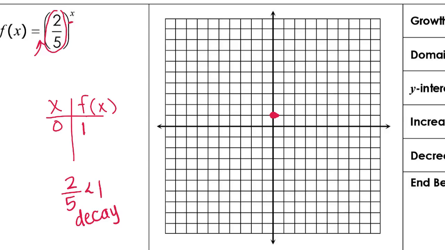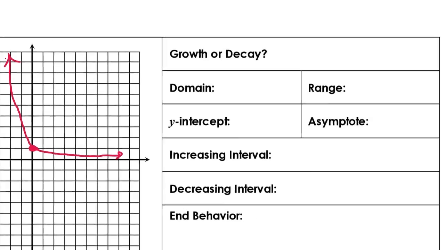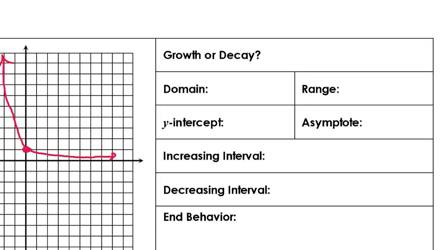So we have all of the things that we need in order to make a quick sketch of what this graph should look like. And again, since it is a decay, we know that it's going to look something like this and get super close to that x-axis. And that's going to be all we need to draw this. Now, as far as answering our questions, growth or decay, we've already noticed that because we had to graph it. So this is a decay.